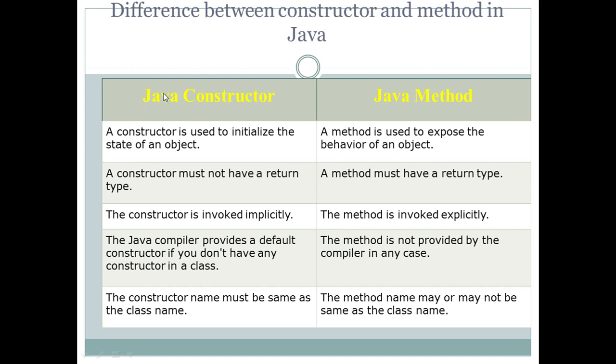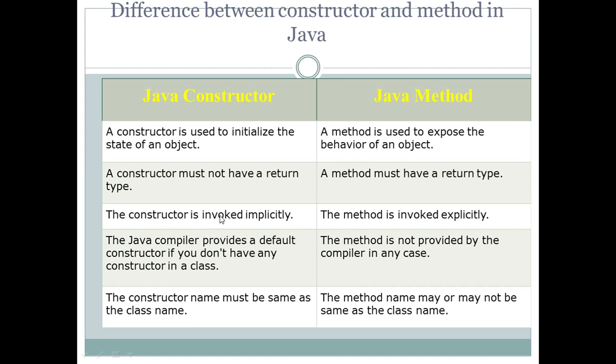So what is the job of a constructor? It is used to initialize the state of objects. Now what is the use of a Java method? A method is used to expose the behavior of an object, the functionality of an object. A constructor must not have a return type, but a method must have a return type, at least void if it returns nothing.